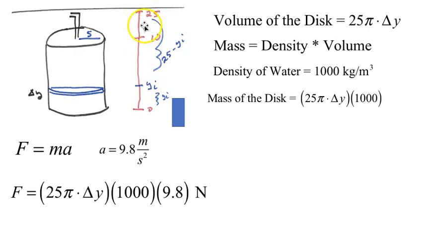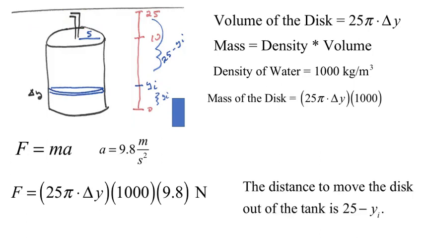So if I'm starting at y sub i and I want to get to 25, how far do I have to go? 25 minus y sub i. For example, if y is 7 and I have to end at 25, 25 minus 7, it's got to go 18 meters to exit. So the distance that I have to travel from this disk is 25 minus y sub i. And frankly, that may be the most challenging part of the problem. So we have our force and we have our distance. The distance to move this piece out, which is at a height y sub i from the bottom of the tank, to get to the top is 25 minus y sub i.